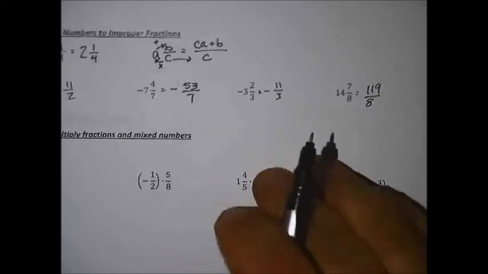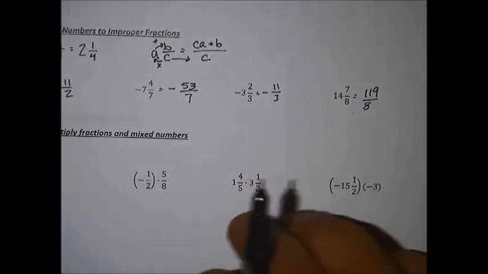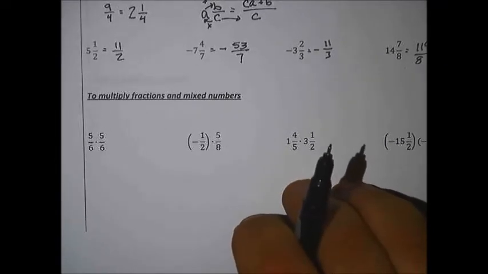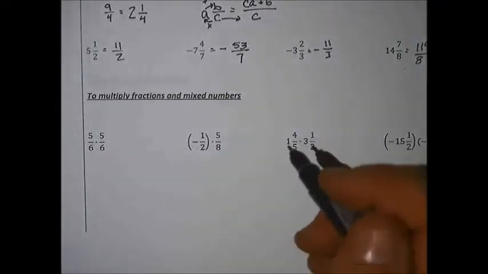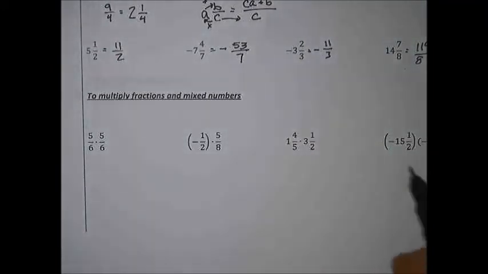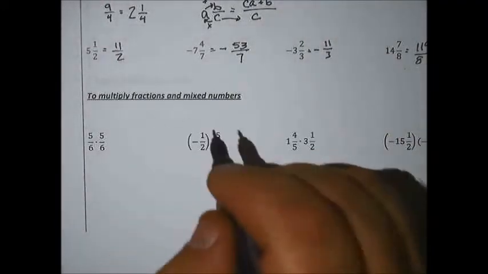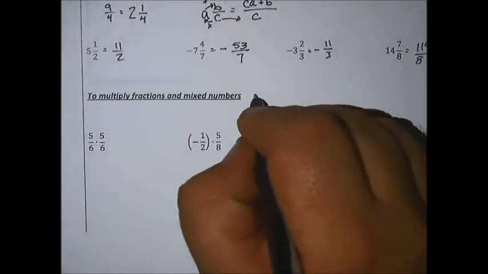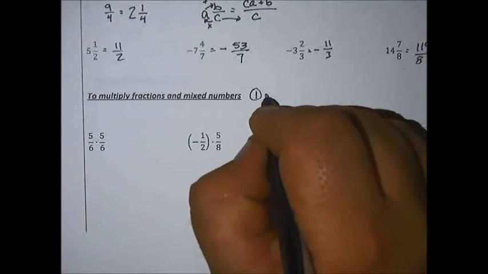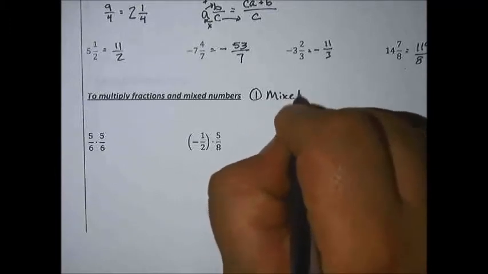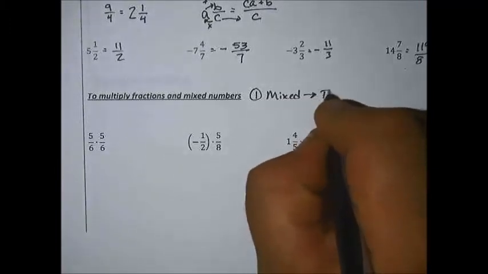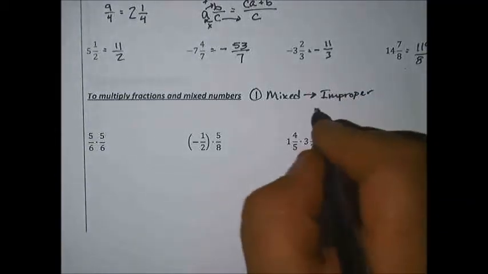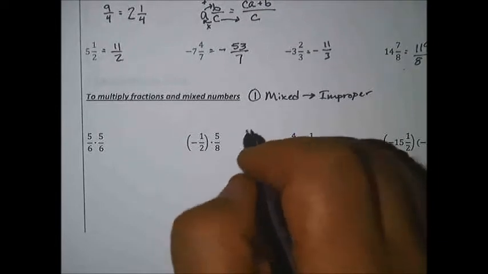Those are a lot easier to work with in math, and we'll really look at it down below when we start adding or multiplying and dividing mixed numbers. We're going to start off with multiplying fractions and mixed numbers. We're going to get a little step-by-step process here. We love to follow steps. Step 1 is turn mixed numbers into improper fractions. So go from mixed to improper, works a lot better.